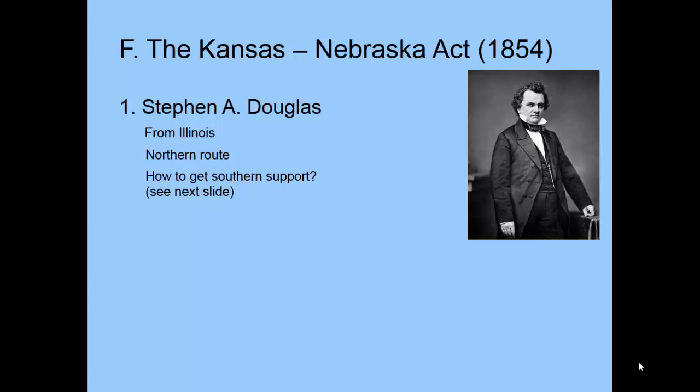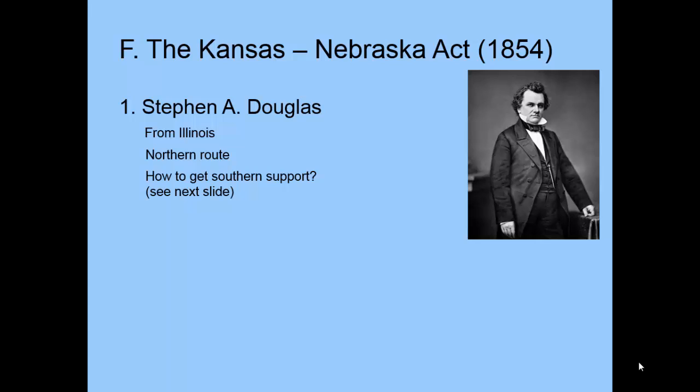So letter F, the Kansas-Nebraska Act of 1854. This is a hugely important act in American history, one of the major causes of the Civil War. So Stephen Douglas, as we saw, he was on our cover slide, the Little Giant, what I call Mr. Popular Sovereignty. You need to know that he is a Democrat and he is from the state of Illinois. Now, Stephen Douglas, since he's from Chicago, he certainly wants a northern route. He is a northerner and he knows that a northern route would benefit the northern economy.